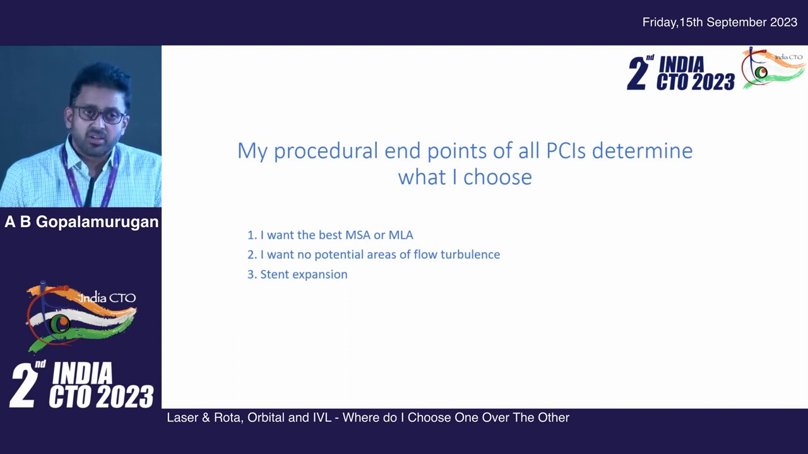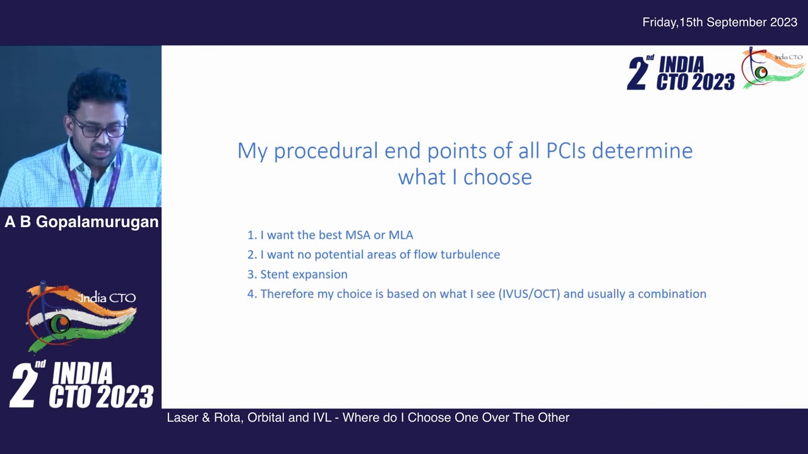If the stent at 2.5 doesn't get a 2.5, it's unlikely we're going to have good long-term results, and it's better to debulk and prepare the vessel well before the stent goes in. And therefore, my choice is based on what I see, and of course, usually it is a combination.